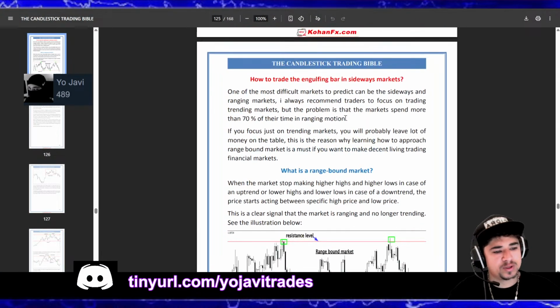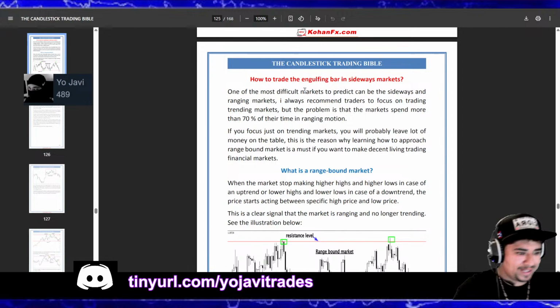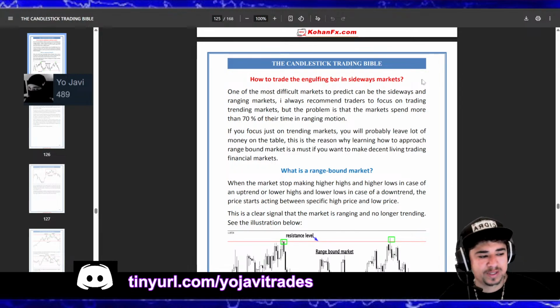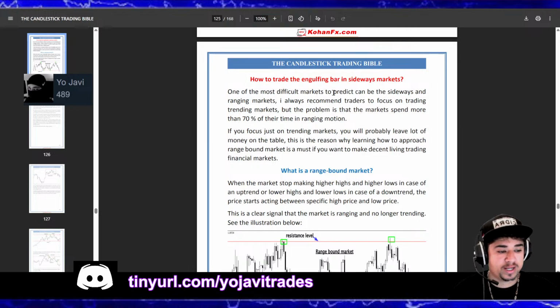Okay, here it is, page 125. How to trade the engulfing bar in sideways markets. Let me just do this to make sure I don't miss any messages, any comments. One of the most difficult markets to predict can be what? The sideways market and ranging markets. I always recommend traders to focus on trading trending markets, but the problem is that the markets spend more than 70% of their time in ranging motion.